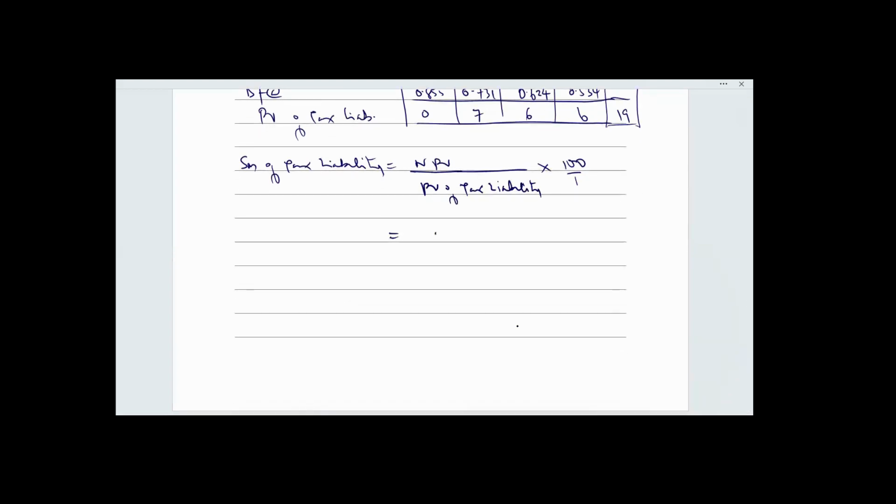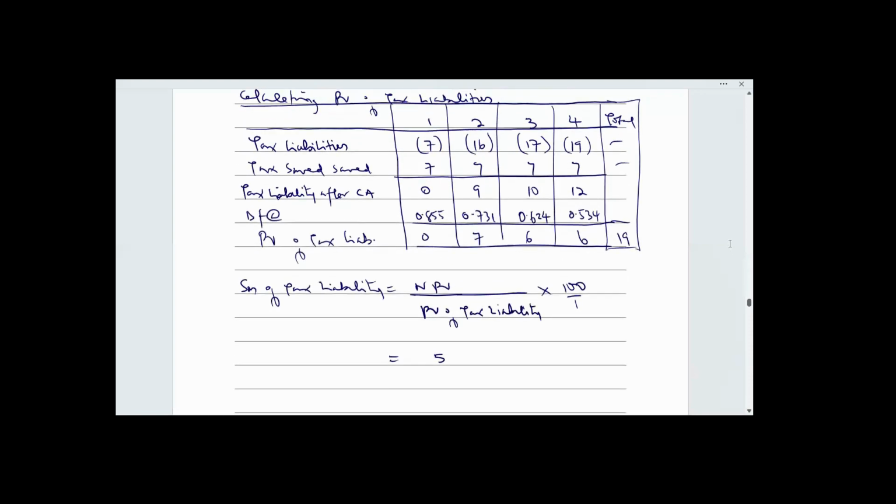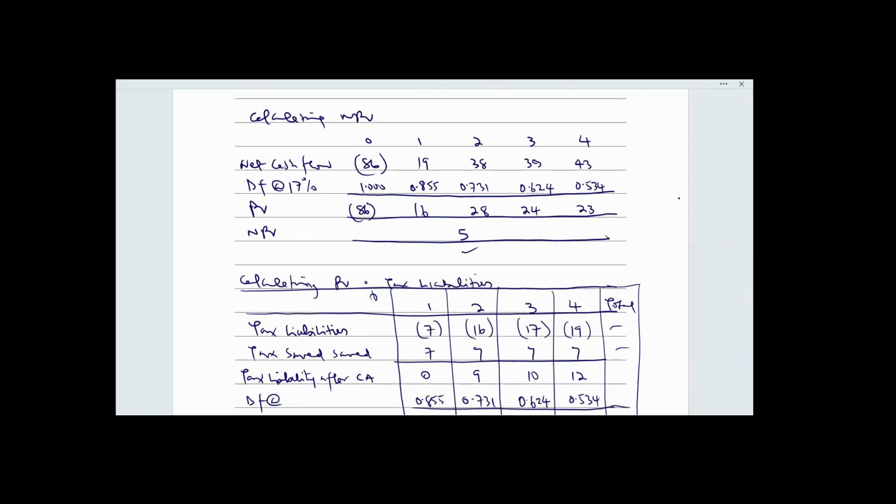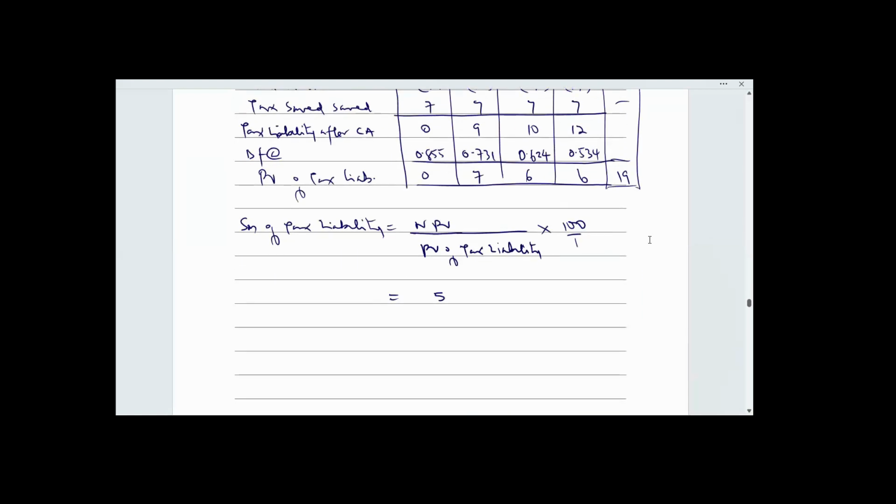The NPV we calculated to be 5. Then the PV of tax liability is 19. Divided by 19, multiplied by 100 over 1. What do you get? 5 divided by 19. What do you have? 26%. Here is 26%.